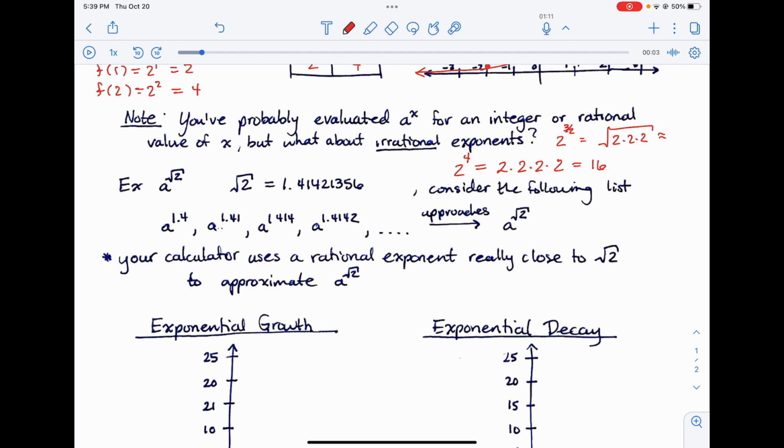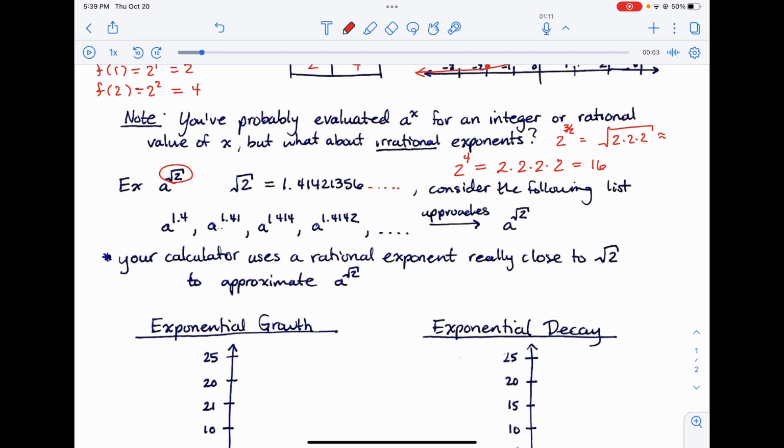But if we had an irrational number in the exponent, how do we actually think about that? An easy example would be the square root of 2. That's a very simple irrational number. It's a decimal point that goes on forever. So how do we think about this?